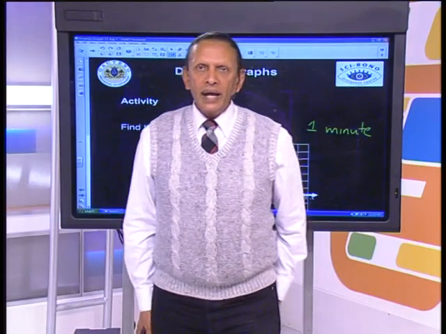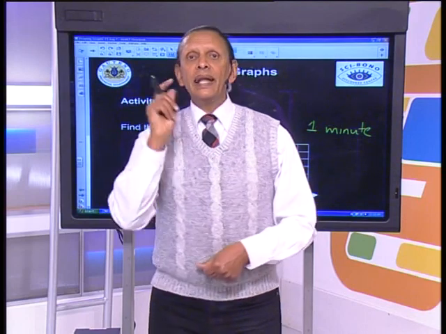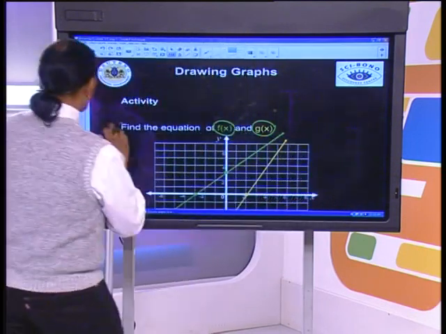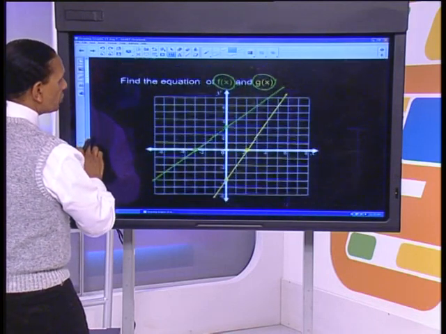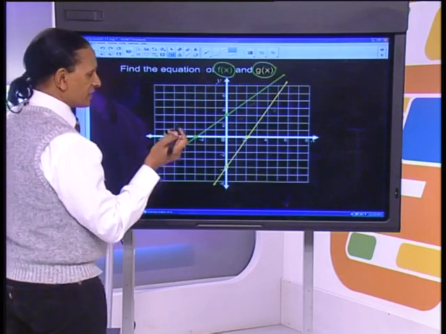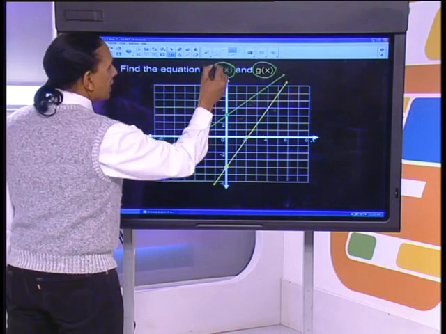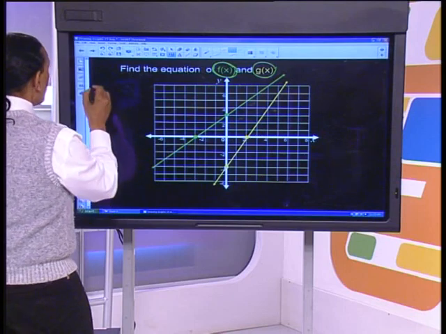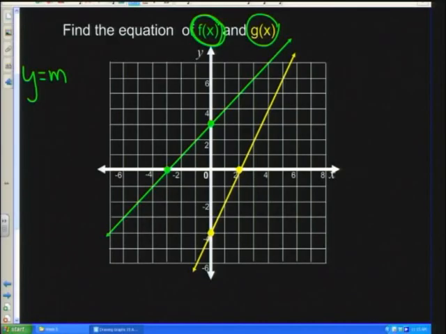Okay, welcome back, guys. I hope you could do this one. Let's see how we can solve this one. Are you ready? Let's start with the green graph first, which is called f of x. First of all, remember, y equals mx plus c. That is the form which you must always use. So, let's start with m first.